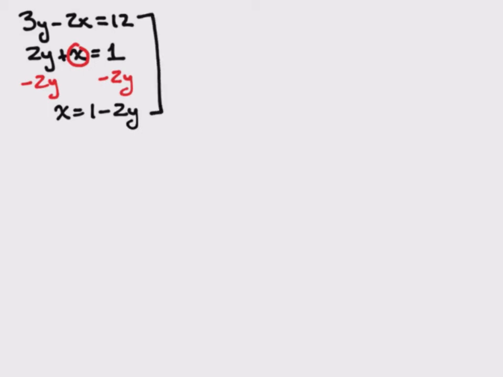So now it's like we're solving the system of equations 3y minus 2x equals 12 and x equals 1 minus 2y. Again, let's assume that there exists some xy ordered pair so that both of those statements are true at the same time. So we're assuming that they're both true. That means that x equals 1 minus 2y. That x is the same thing as 1 minus 2y. That x and 1 minus 2y are the exact same things.